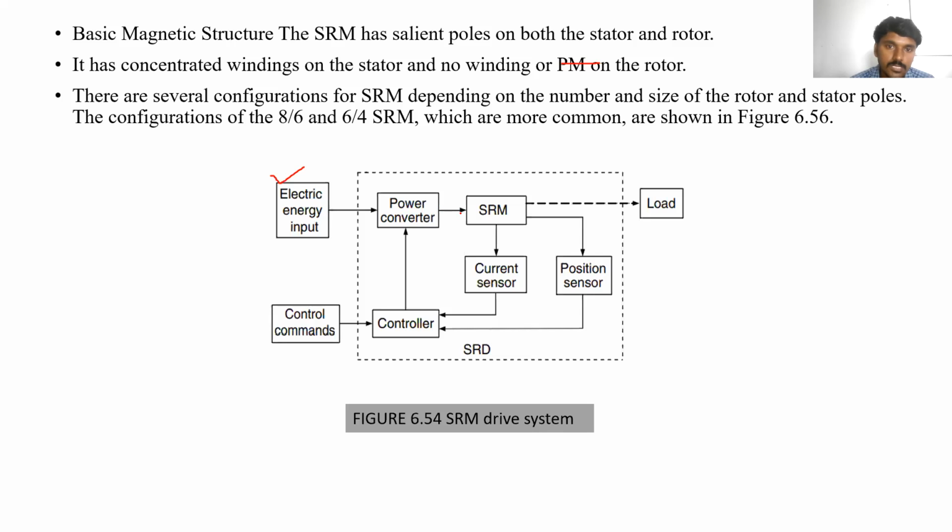Accordingly the power will be generated, accordingly the switch reluctance motor speed is also controlled, and it rotates like that. So this is the simple block diagram of the switch reluctance motor drive closed loop system.